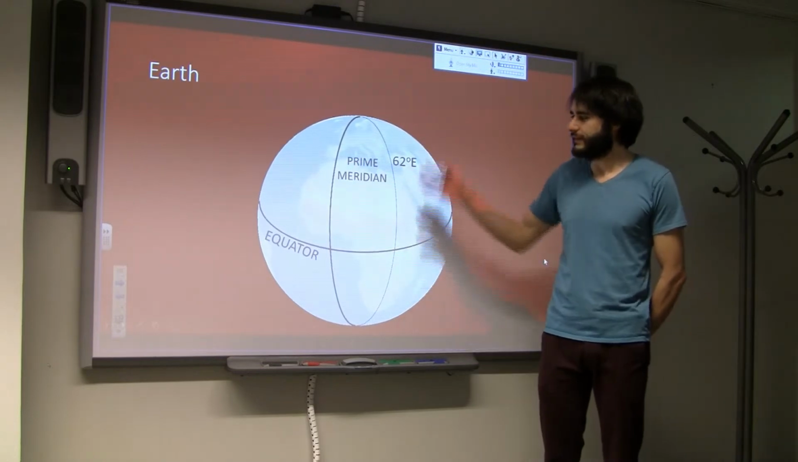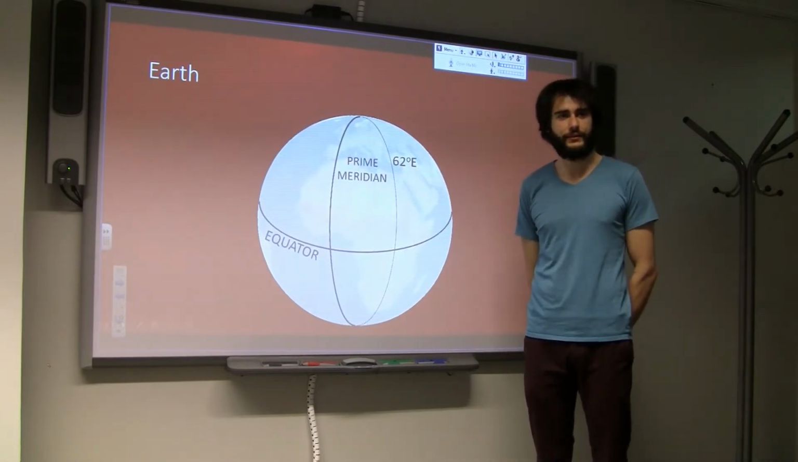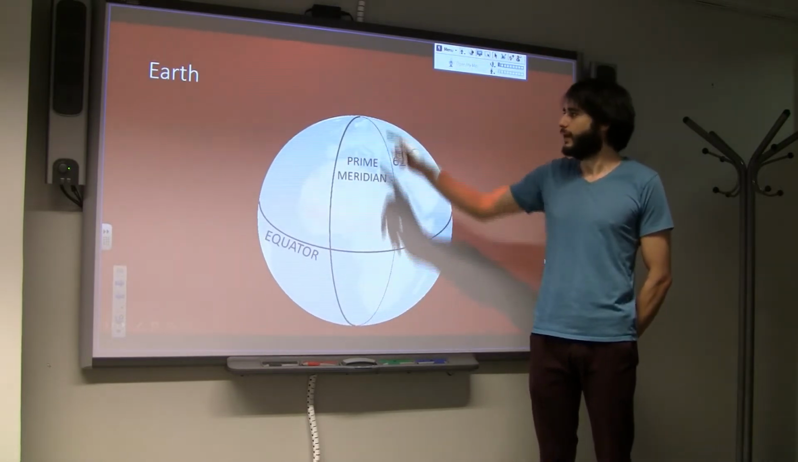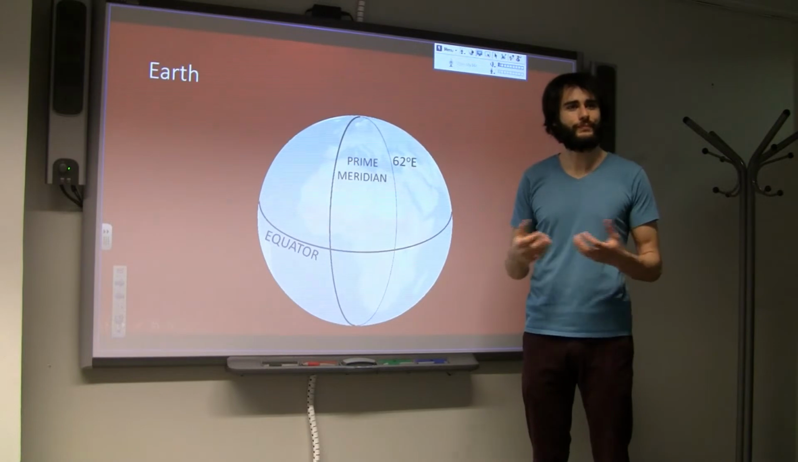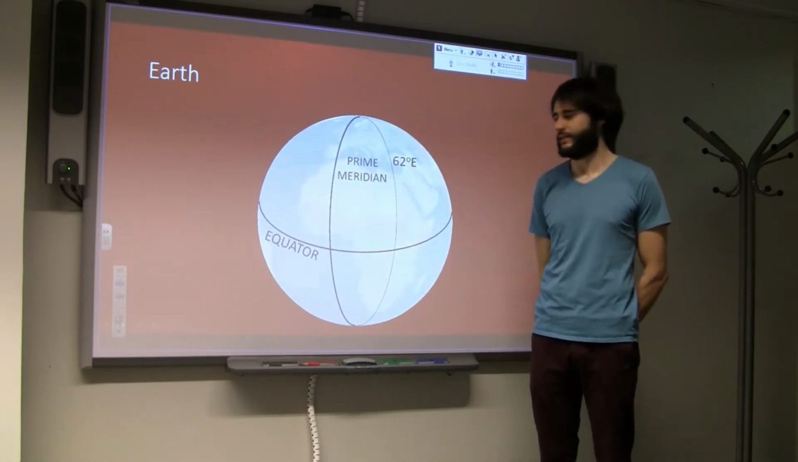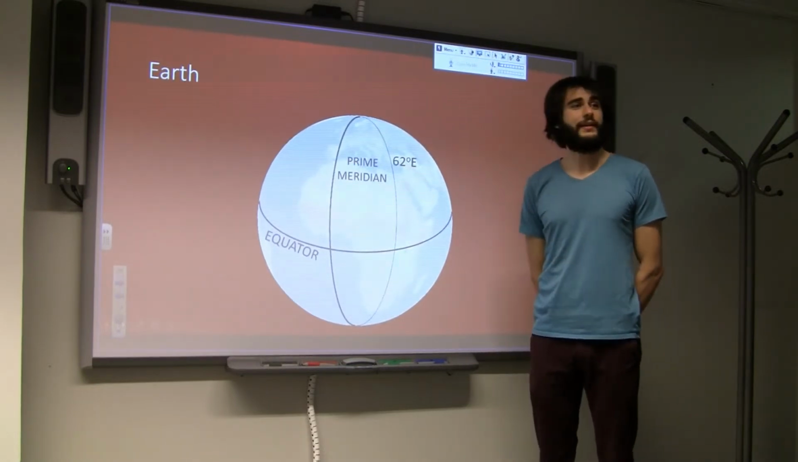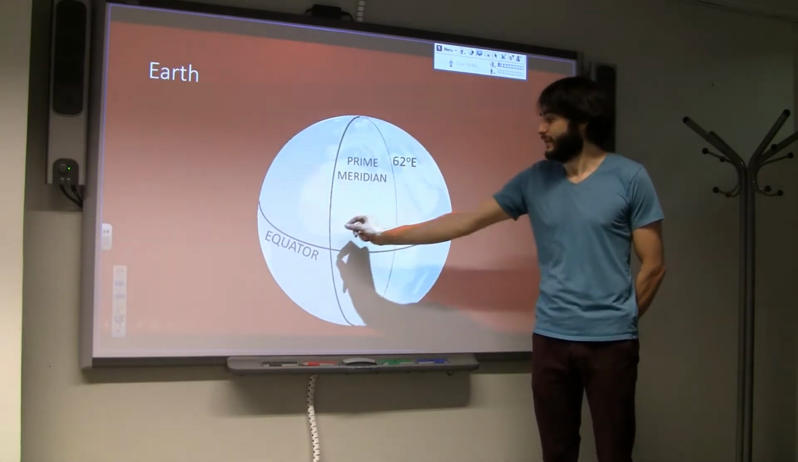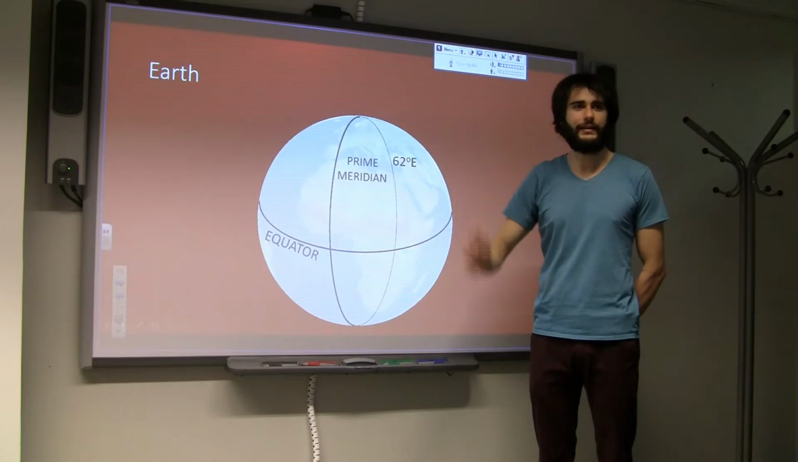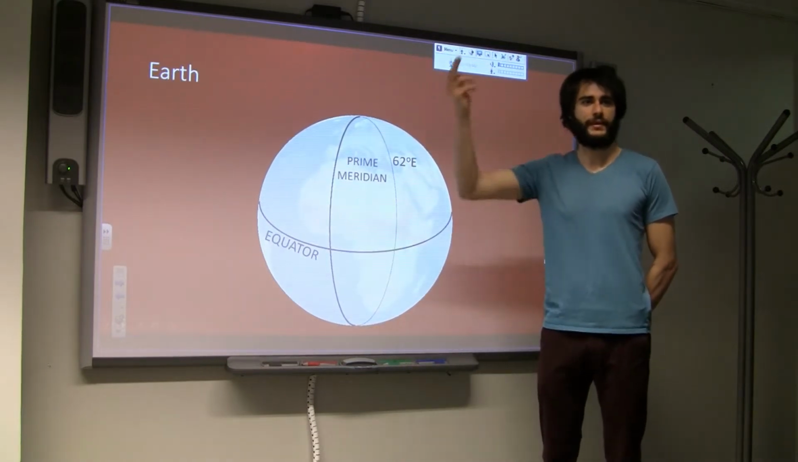Then these other lines are a little different than the latitude lines because they all actually intersect at the poles. So this kind of looks like how you open an orange, the slices of an orange. These are straight lines, again, like the equator. You follow them in a straight line, you will be on that line until you come back to the same place again.